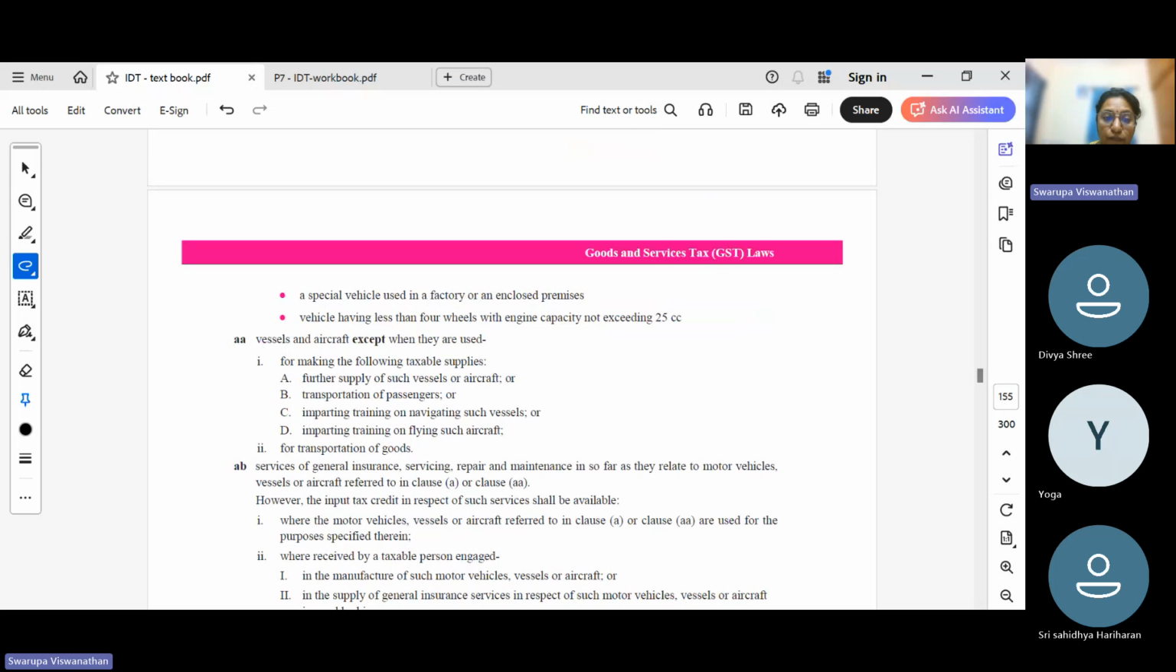So, if credit is denied for a particular motor vehicle, then credit is also denied for their insurance, repairs, and all the ancillary incidental services relating to the motor vehicle for which GST will be charged by the supplier. That credit is also blocked.